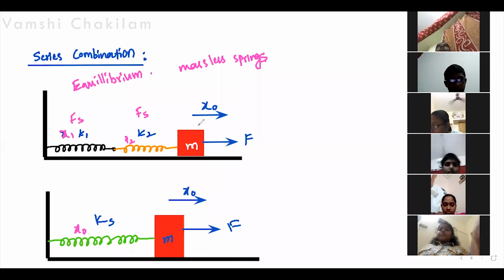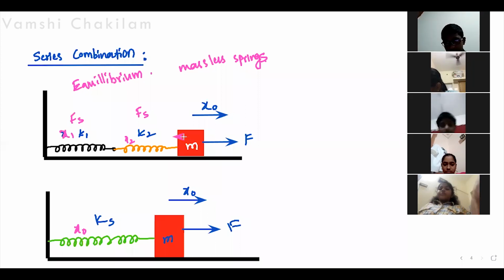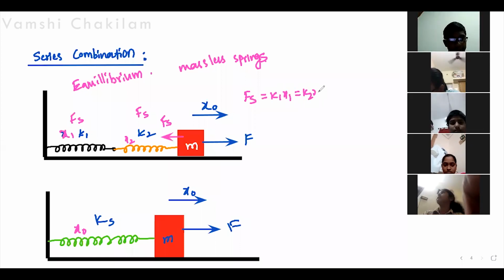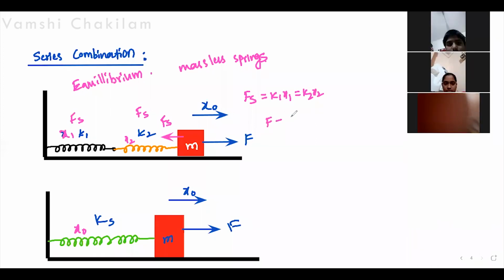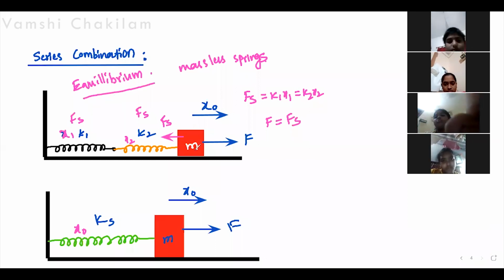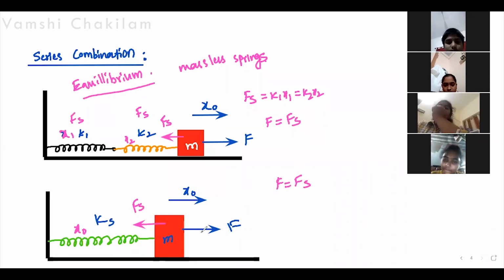So, my dear children, I'm taking the left side force as spring force, Fs. This Fs is equal to K1 X1, which is equal to K2 X2. You accept? And F is equal to Fs because of equilibrium. Here also, F is equal to Fs. But here, what is this?